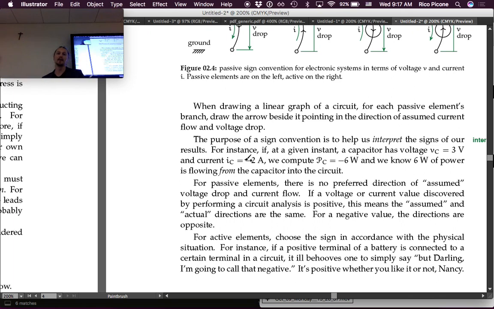For active elements, choose a sign in accordance with the physical situation. Like we talked about, if a positive terminal of a battery is connected to a certain terminal in a circuit, it ill behooves one to simply say, but darling, I'm going to call that negative.